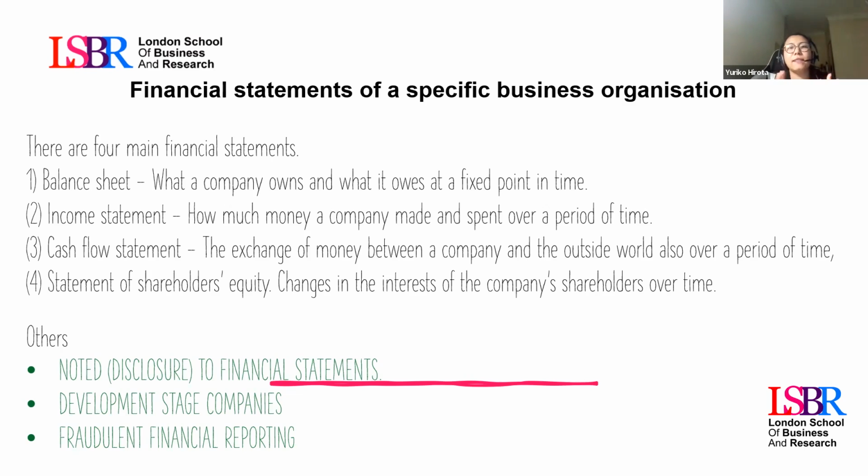And this is the difference between a normal company in general and a specific sector: all the companies have the four most important financial statements, but additionally they have other financial reports.